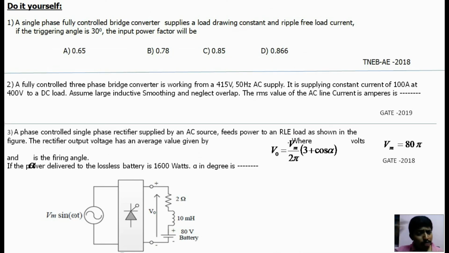Next, do it yourself. Remember all these formulas and concepts, and try to solve these questions. The first question was asked in TNEB AE 2018 examination, the second in GATE 2019 examinations, and the third in GATE 2018 examinations. If you know the given concepts clearly, you can definitely solve these questions. The answer for the first question is 0.78, for the second question 81.66, and for the third question 90.